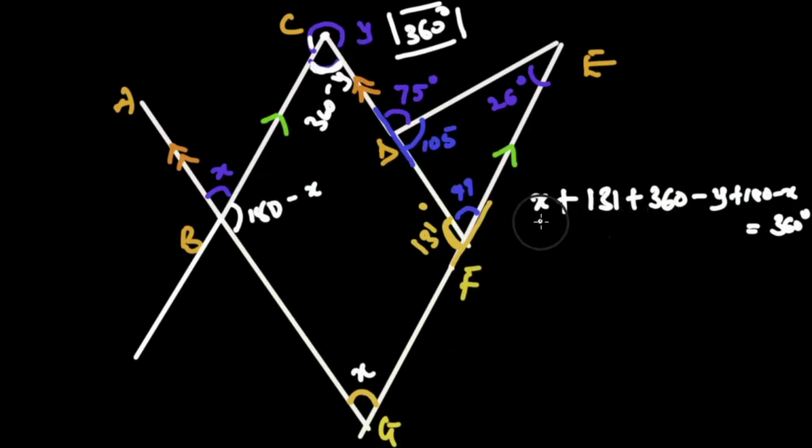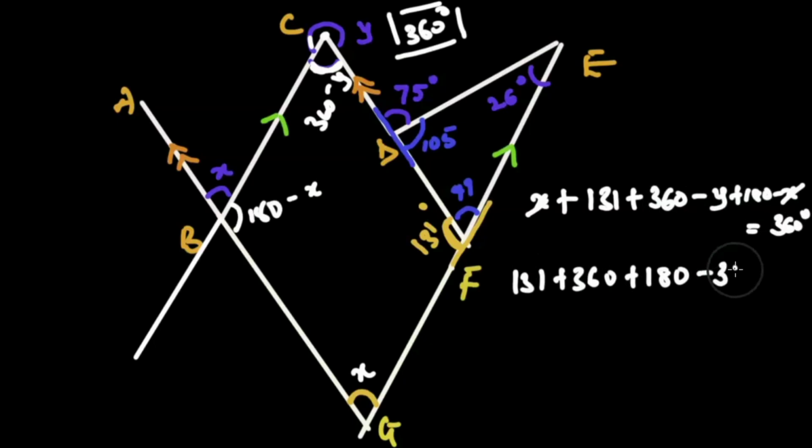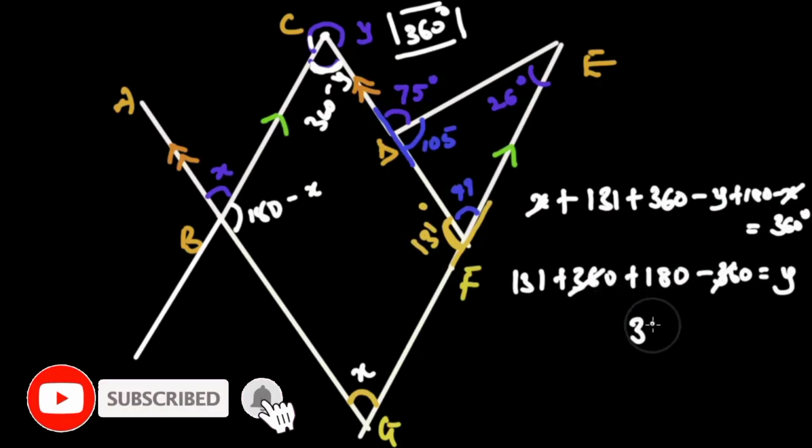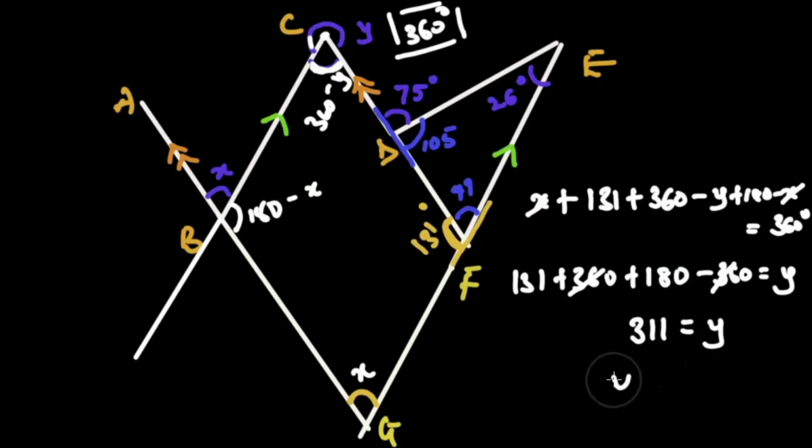Collecting like terms, X minus X is 0, and we have 131 plus 360 plus 180 minus 360, taking 360 back, equal to Y. And so this sum gives us 311 equals Y. So we can conclude that Y is 311 degrees. So how do we get X? We simply sum up these angles and substitute Y, since we've gotten Y to be 311.